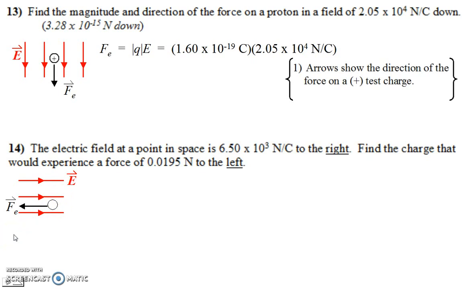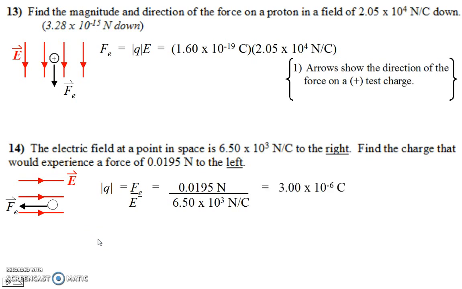We can figure that out later. Okay, so we do our math here, we do our equation, we rearrange, right? We rearrange for Q this time. We're trying to find the charge. So Q equals Fe over E. Put our numbers in. Easy math.